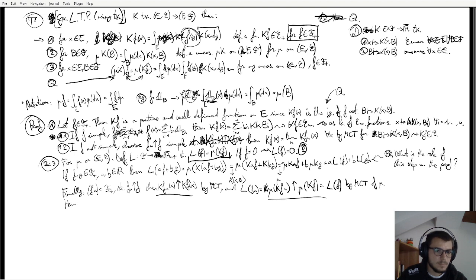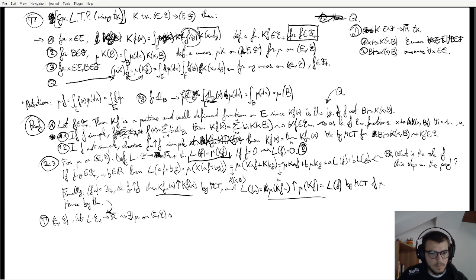Hence, by theorem, which is this one, I will simply write it: a plus or extended, then there exists a unique measure mu on space E such that L of f is mu f. What is this thing? I don't know.